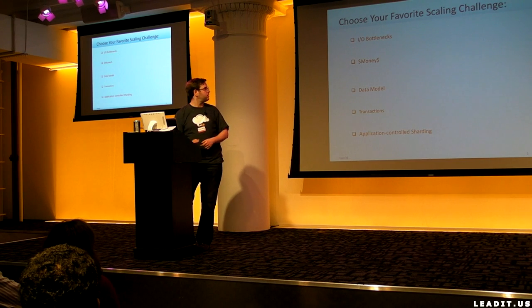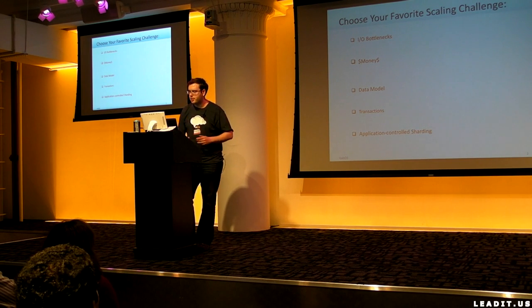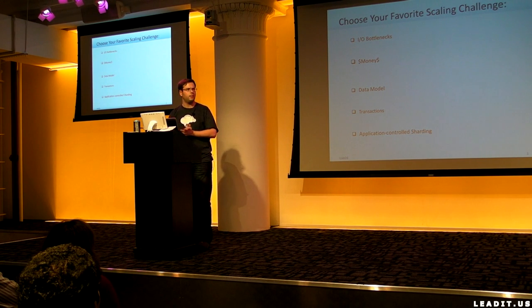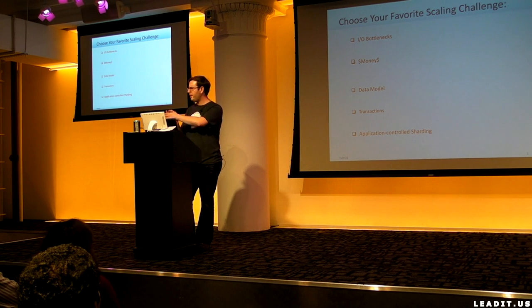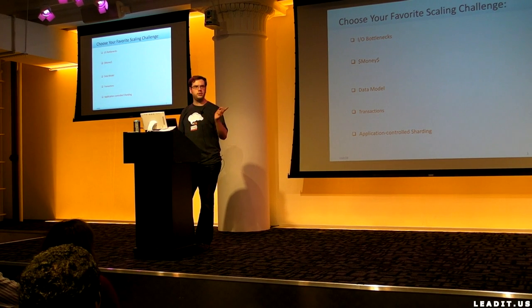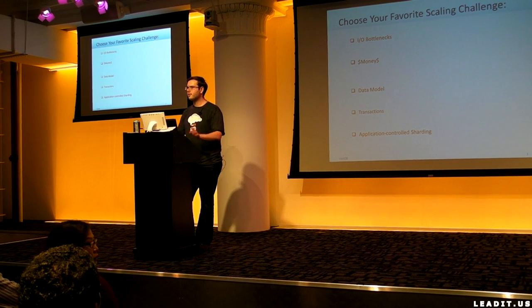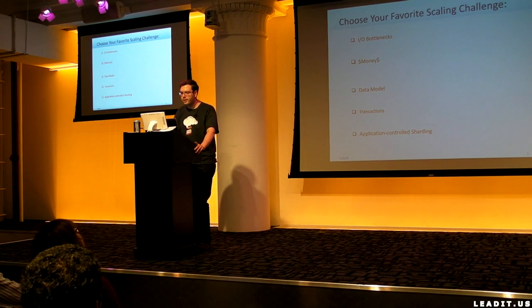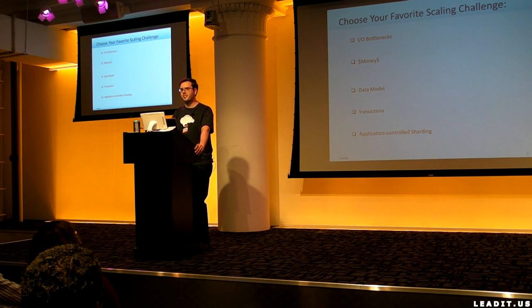So, choose your favorite scaling challenge. Anyone had any problems with I/O bottlenecks in their database? Random I/O, random reads? How'd you get around it? Anyone doing memcache? Memcache in your Redis? 2.6 is awesome. I really think the Lua scripting in there is a big step forward. Sounds familiar too.